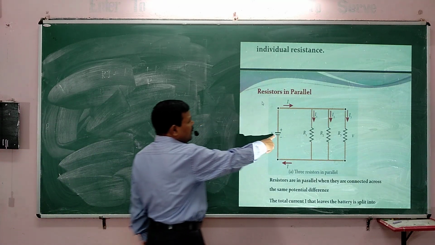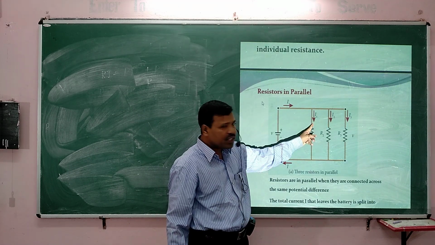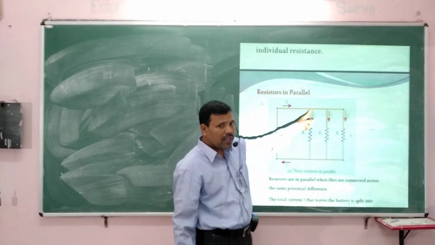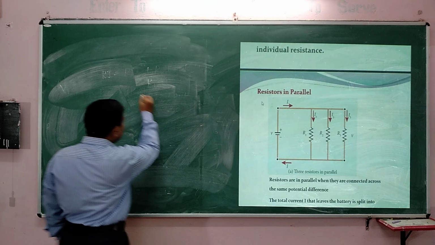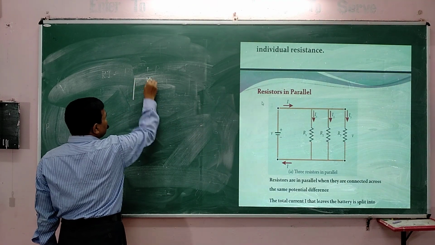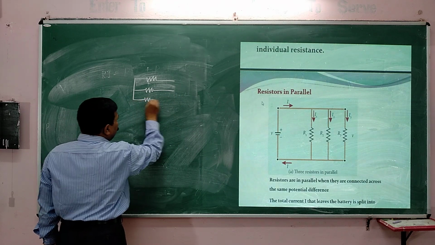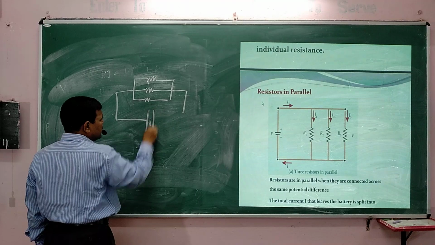Here, in this combination, the current splits. Here is the I current. I splits into three branches, I1, I2, I3. The same can be drawn like this also. Here it is R1, here it is R2, here it is R3, and here is a battery.